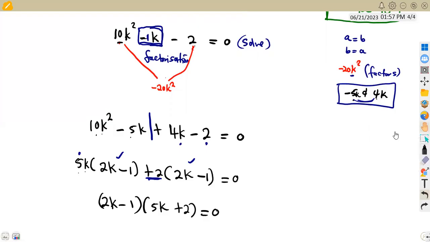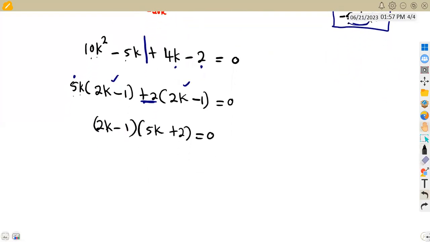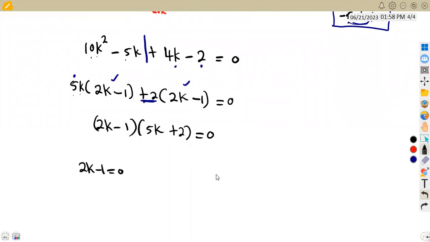So remember, from our zero concept, each bracket must be equated to 0. So if 2k minus 1 is equal to 0, or 5k plus 2 is equal to 0, we can obtain the values of k. Transpose negative 1 to this side, it becomes a positive 1. So we divide by 2: 2k is equal to 1, so k is equal to 1 over 2.